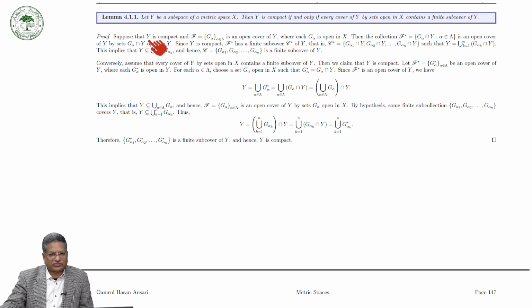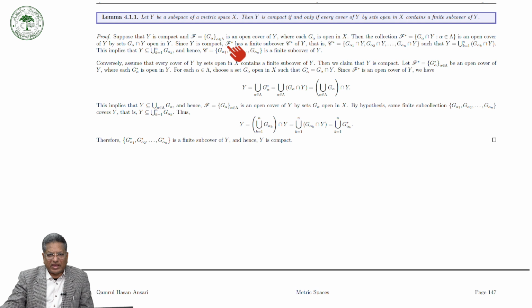Okay, so suppose that Y is compact and F = {G_α} is an open cover of Y where the G_α are open in X. Then the collection F* = {G_α ∩ Y}, because G_α is open in X, so G_α ∩ Y is open in Y. Therefore F* is an open cover of Y by sets open in Y. Now since Y is compact, this open cover has a finite subcover.